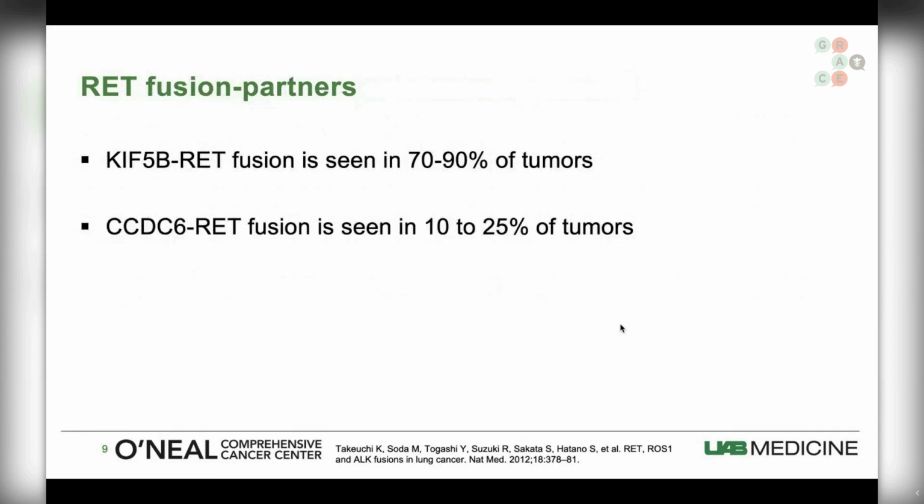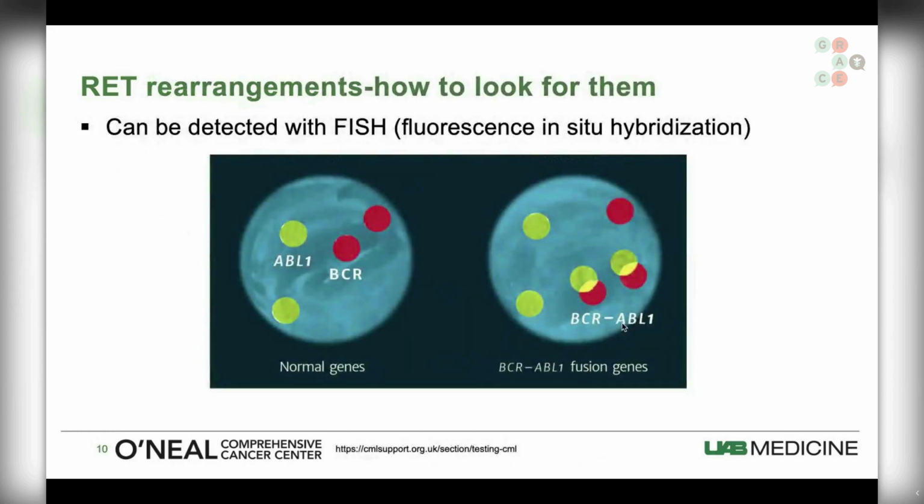The fusion partners, the ones that we usually see, are the KIF5B. This is the most commonly seen partner to RET, and it occurs in about 70 to 90% of tumors. And then the other less commonly seen is the CCDC6-RET fusion, and it's seen at about 10 to 25% of tumors. There are other partners that we see, but to a much lesser extent as a partner for RET.